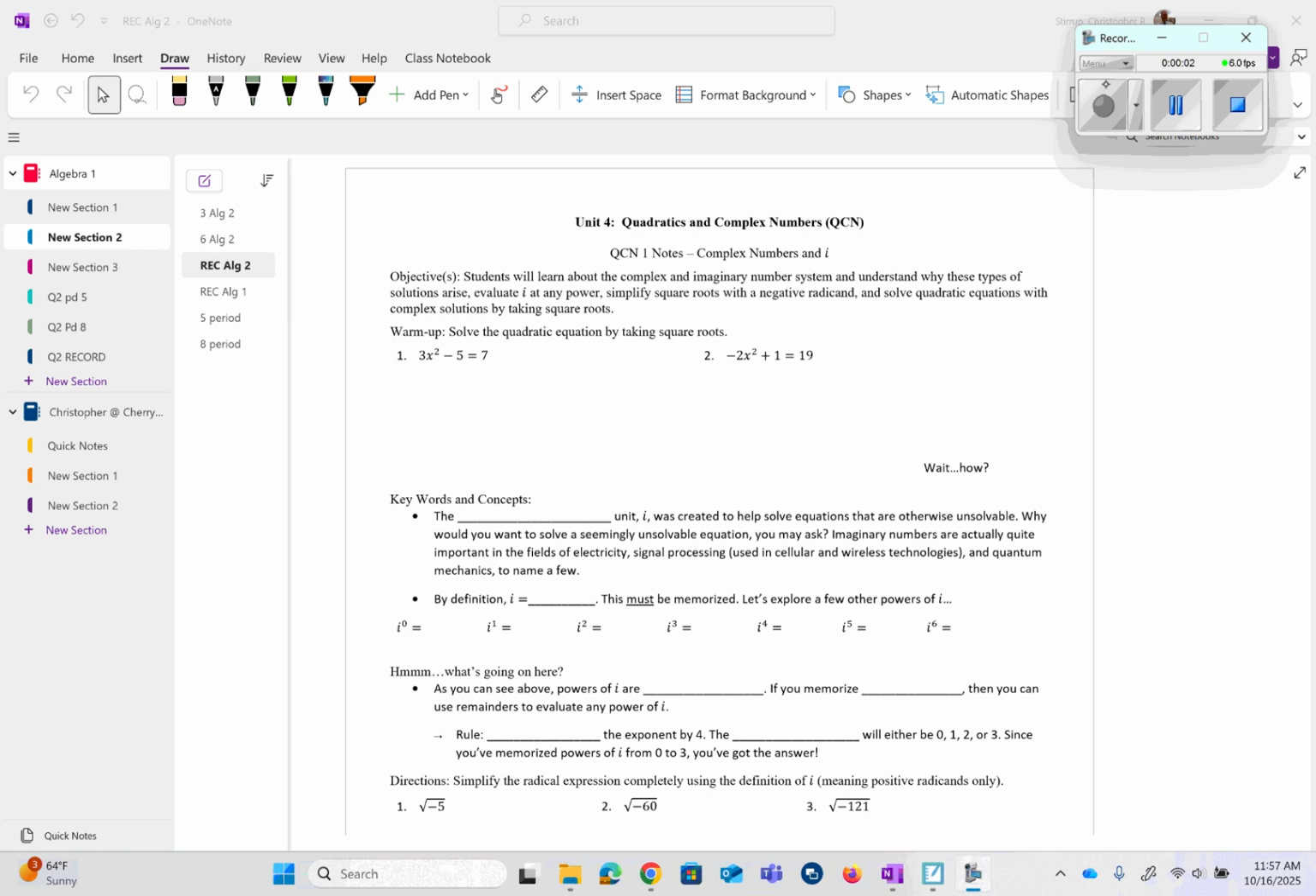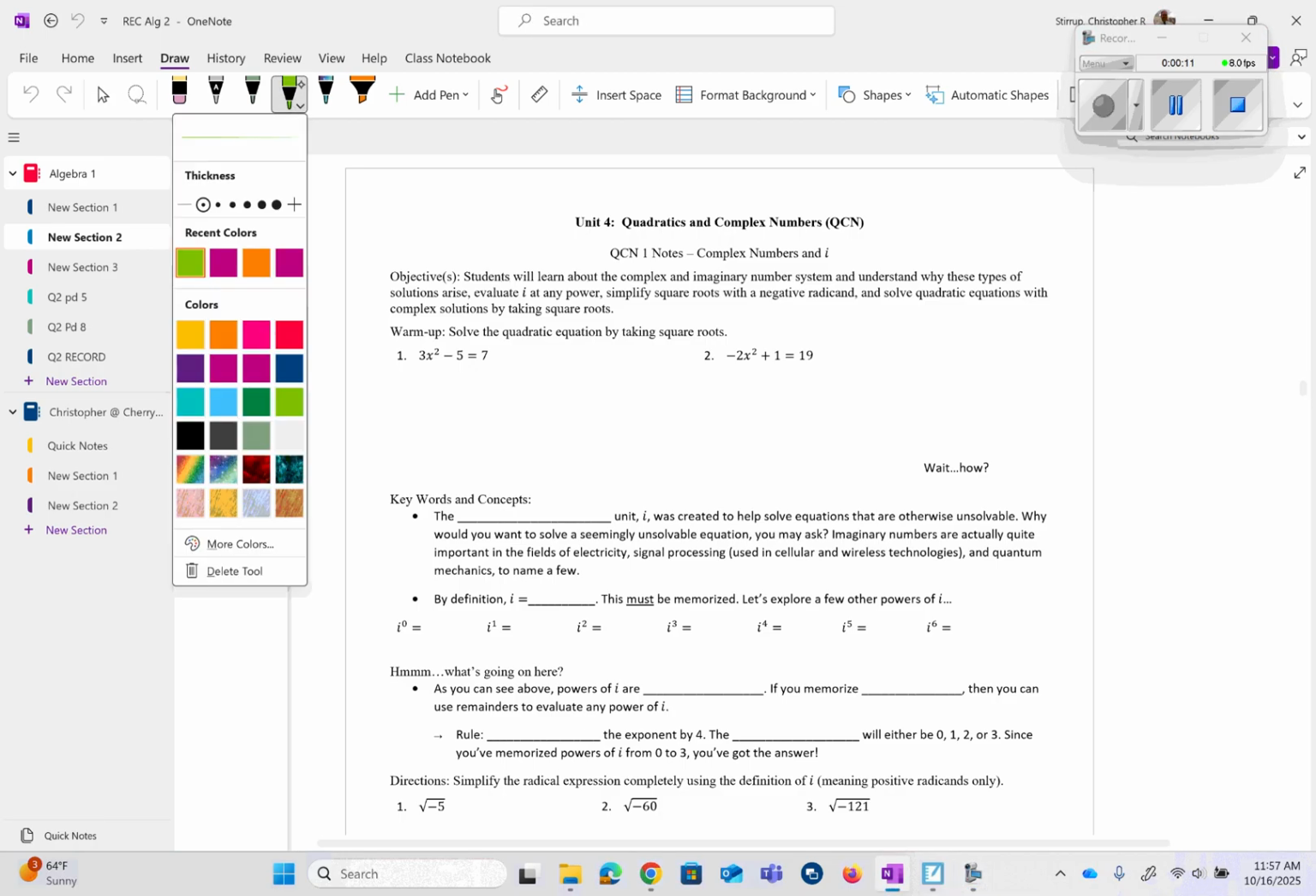Hi, Algebra 2. So this is for second quarter. This is Unit 4. So take a look at these as we work them out. Make sure you ask me if you have any questions. I'm happy to help you.